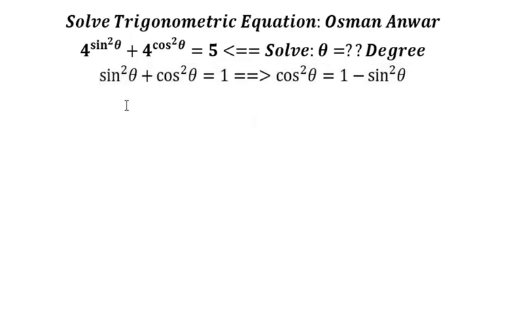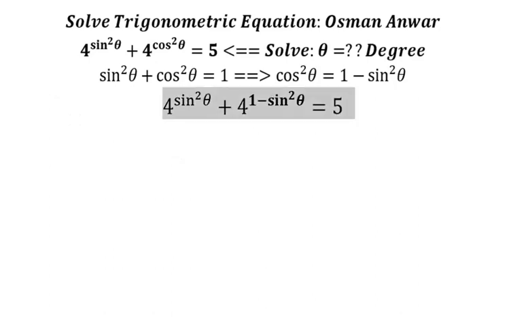So we know that sine squared theta plus cosine squared theta is equal to 1. That means cosine squared theta equals 1 minus sine squared theta. That means we can substitute cosine squared theta by 1 minus sine squared theta. Then this becomes 4 to the power of sine squared theta plus 4 to the power of 1 minus sine squared theta equals 5.